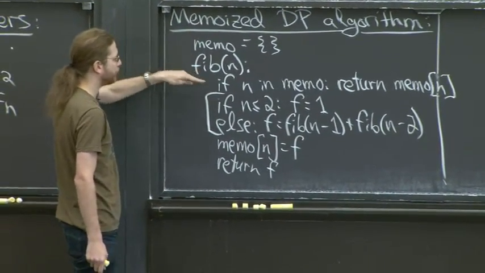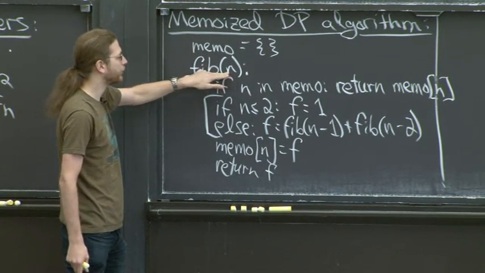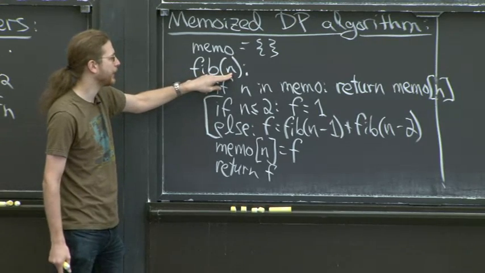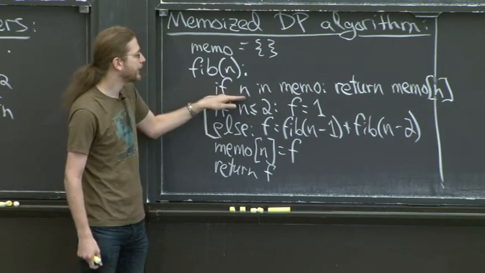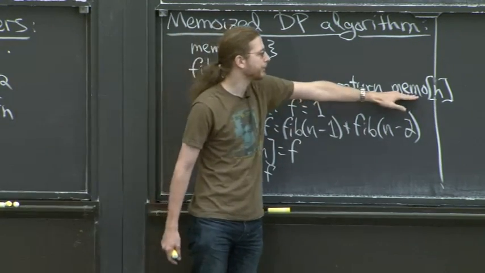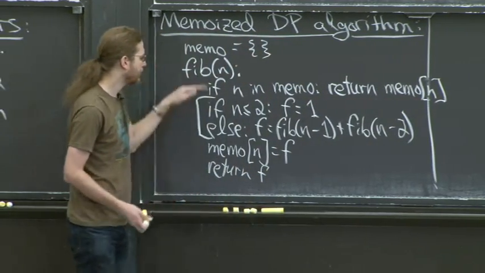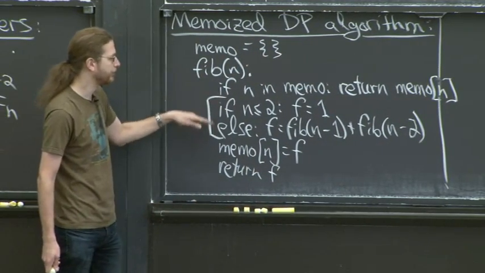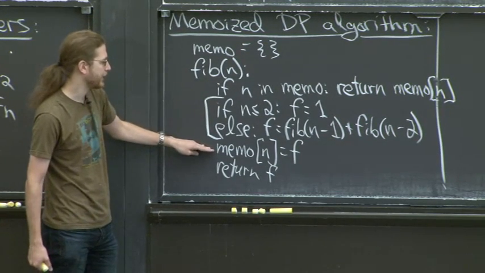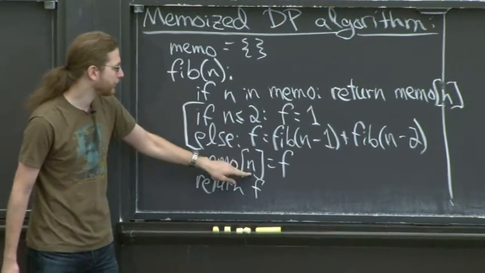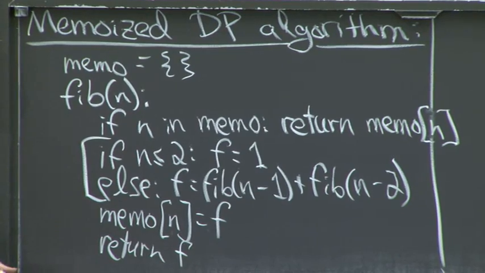And before we actually do the computation, we check whether this version of the Fibonacci problem, computing f of n, is already in our dictionary. So if that key is already in the dictionary, we return the corresponding value. And then once we've computed the nth Fibonacci number, if this didn't apply, then we store it in the memo table. So we say, if you ever need to compute f of n again, here it is. And then we return that value.